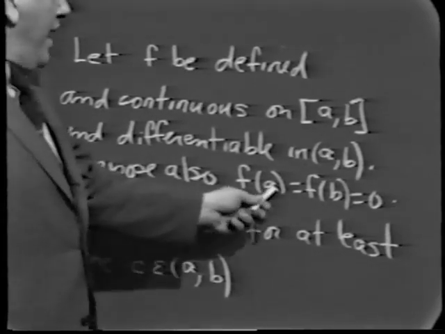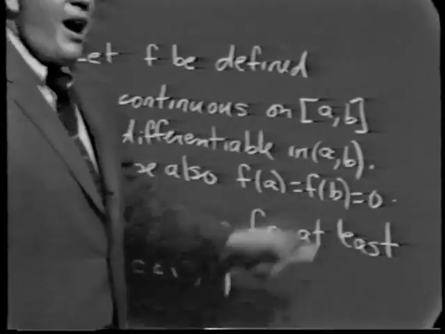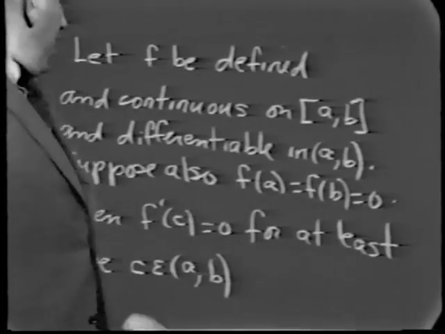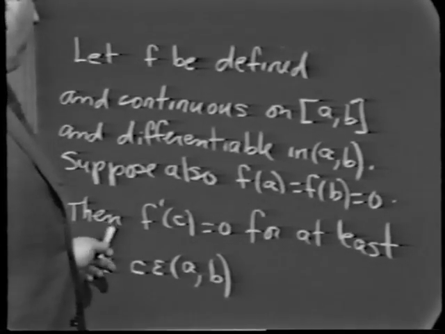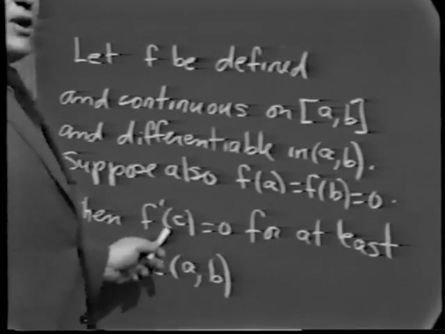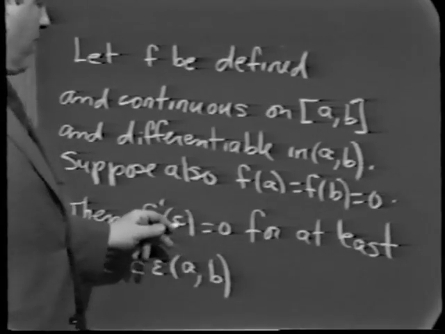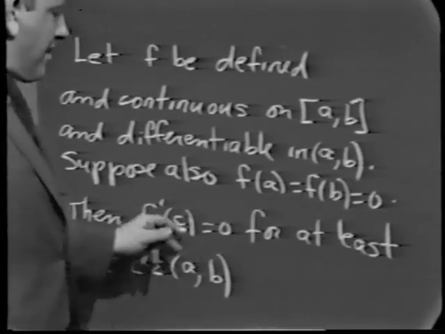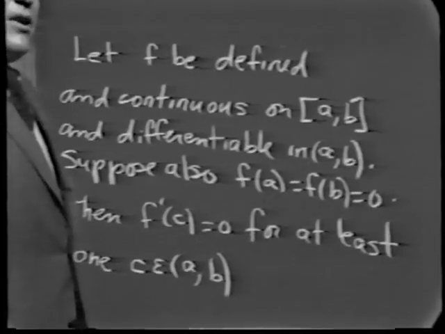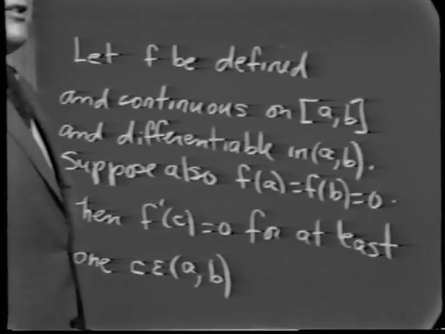Suppose also that f of a and f of b are 0. Then what Rolle's theorem says is that f prime of c, the derivative of f of x, must be 0 for some number c, at least one number c, in the open interval from a to b.